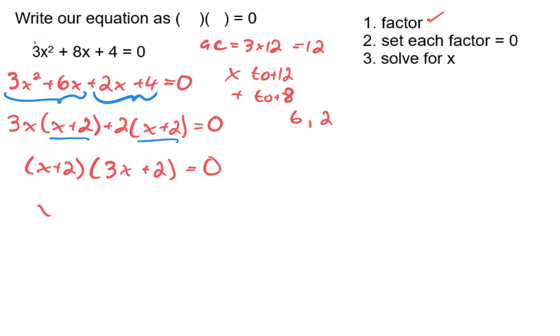So the first one is pretty easy. x plus 2 equals 0. We've done this a lot. We're going to subtract 2 from both sides and get x is equal to negative 2. You can probably do that one in your head.